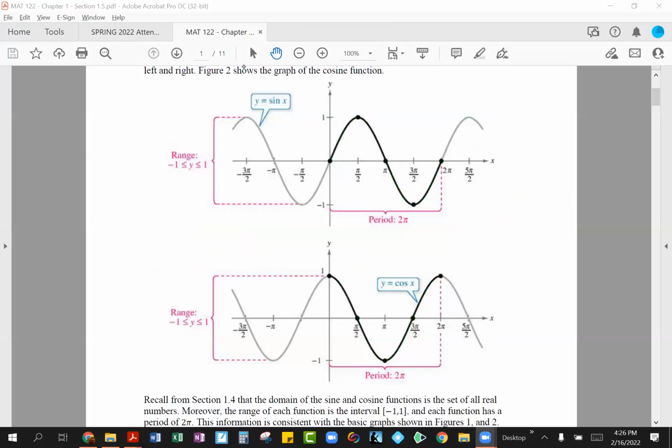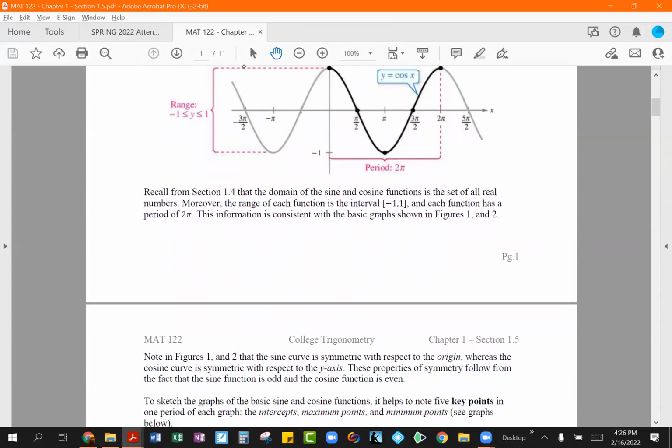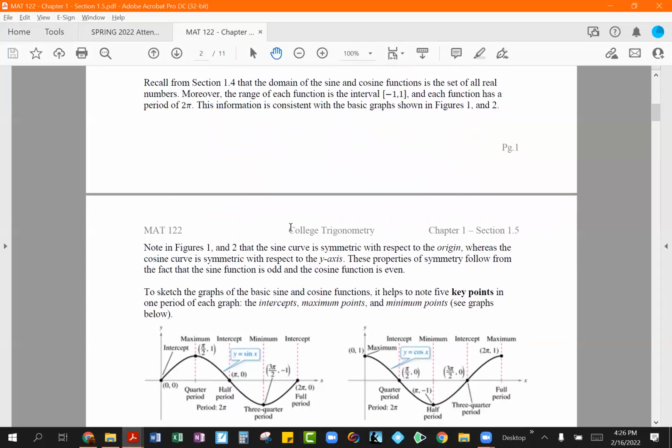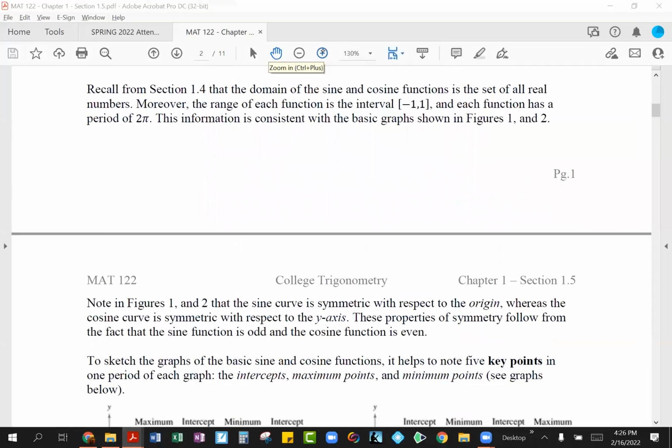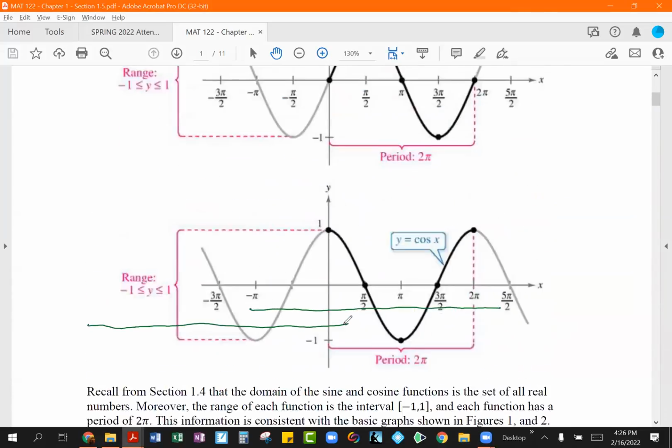Okay, so let's clear this out for now. You can read some of those details mentioned in the text. One other thing I wanted to point out, and we can make this a little bit bigger, was the symmetry of these functions. Your sine curve is going to be symmetric with respect to the origin, and the cosine curve is going to be symmetric with respect to the y-axis. So what do we mean by that?